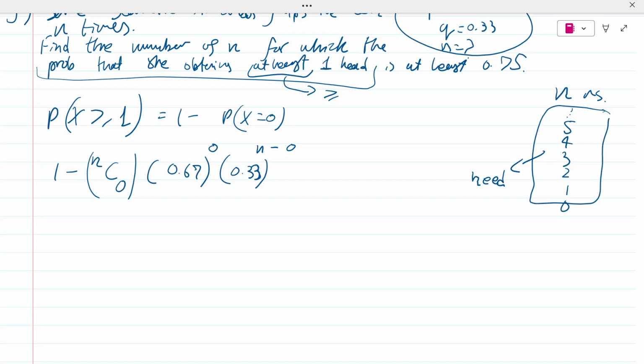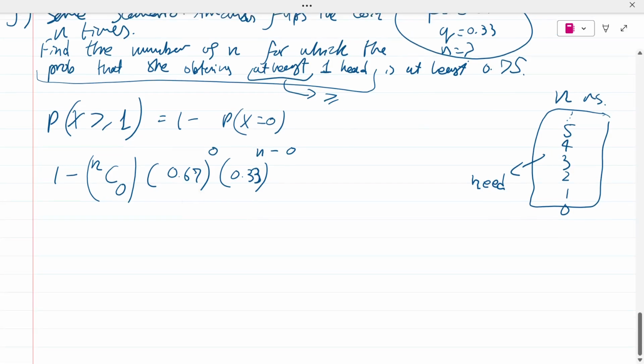Now, the thing is, obviously, this equation is not enough for us to find n, right? This equation is not enough. So what do we do? This is what we do. They already told us the answer for this. It's at least 0.75. So this is going to be greater than or equal to 0.75. We can write it that way, right? Now we can solve it.